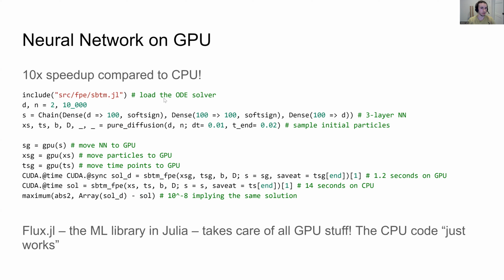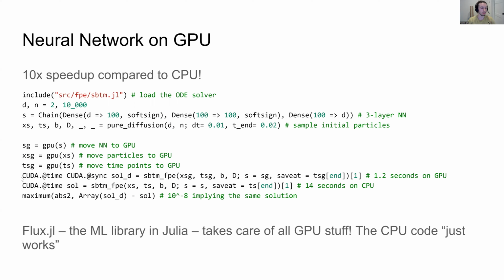We first load this ODE solver. We then initialize the dimension d and the number of particles. So here we just keep it to 10,000, not too high. We initialize the neural network. On the CPU, we sample initial particles on the CPU. Now we need to move everything to the GPU. So we do it here. We move the neural network, the particles, and the time points to the GPU.